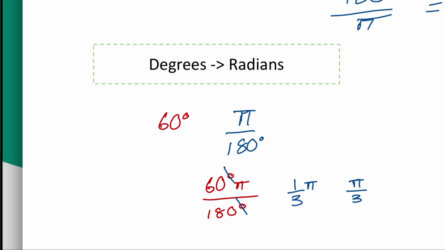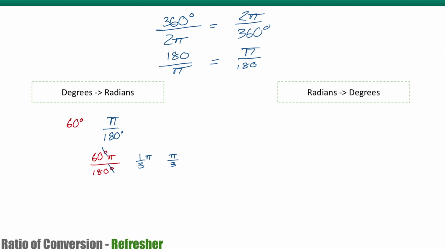You need to get your degrees across or above so that they cancel out and you're left with just the pi. And that's why it's the exact opposite if you're going from radians. If I have 2 pi as my radians, I need to multiply by 180 over pi so that my pi gets on top of each other and cancels out.